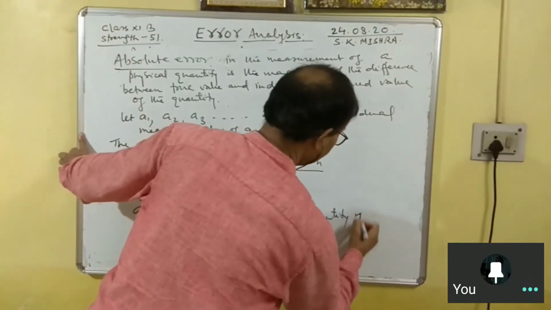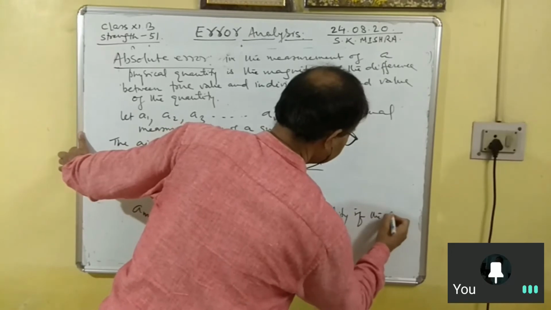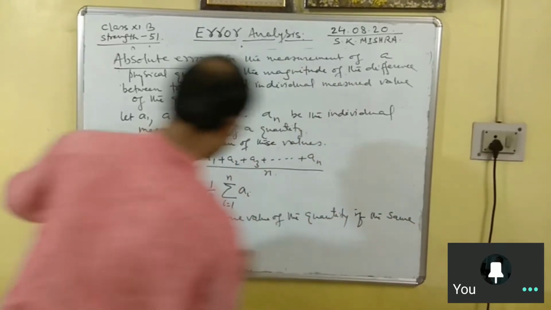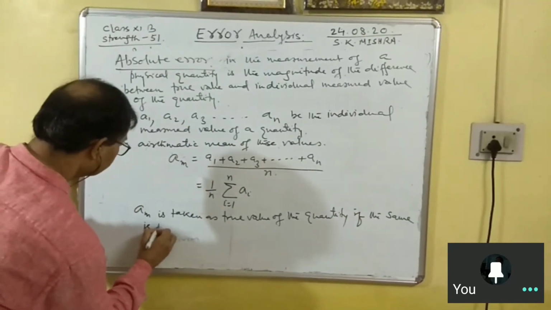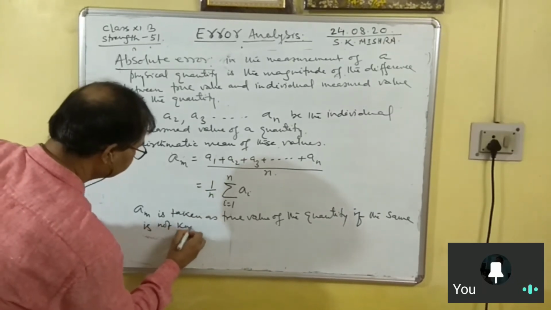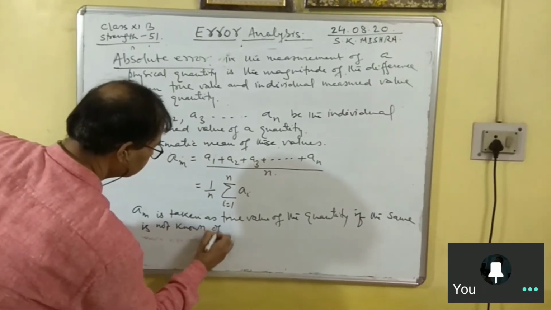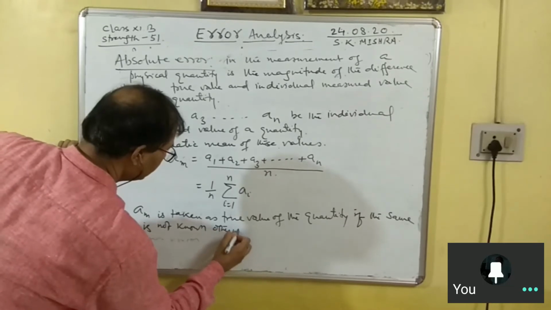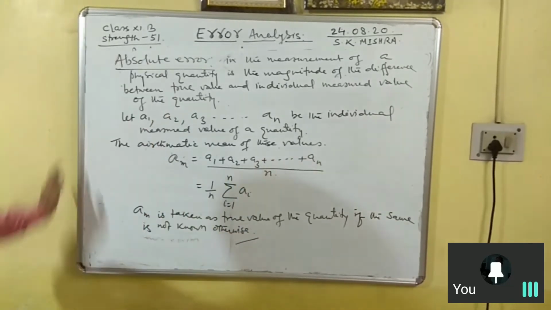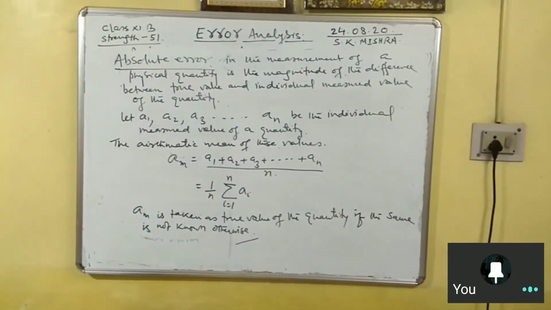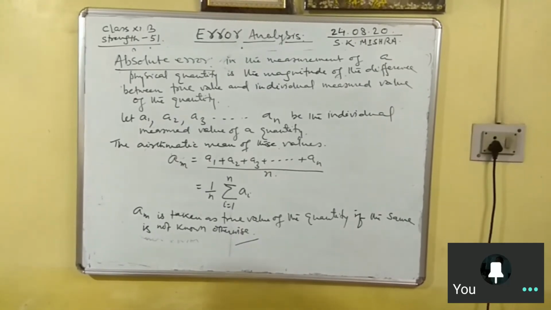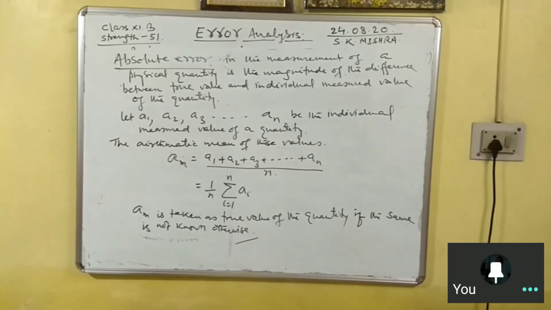If the same is not known otherwise, then arithmetic mean gives you the true value. That is the best value. And then we are talking about absolute error in the individual measurement. So we are going to find absolute error in individual measurement.